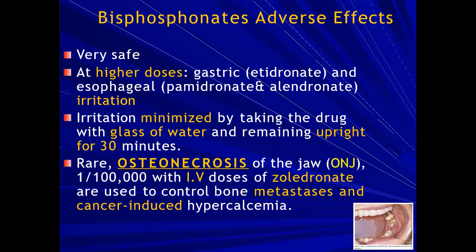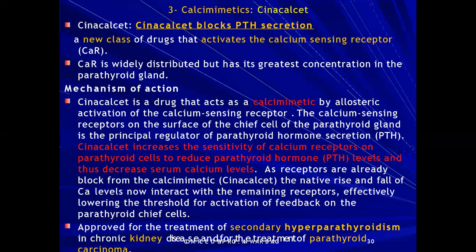That is, the prevalence is 1 to 100,000. IV doses of bisphosphonates are used to control bone metastasis and cancer-induced hypercalcemia. So the other molecule of concern is calcimimetics.